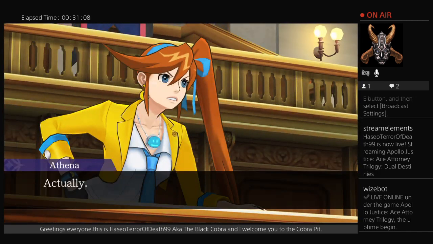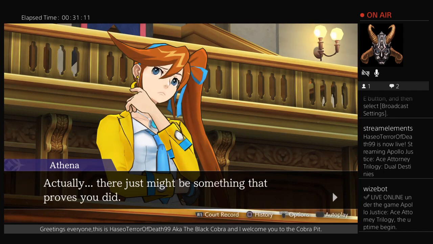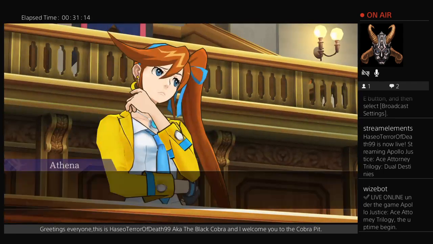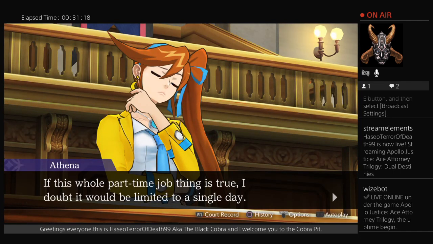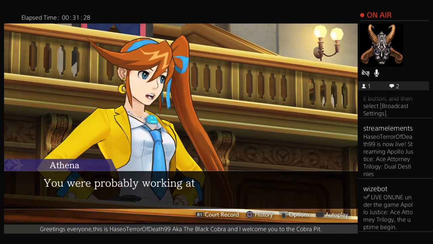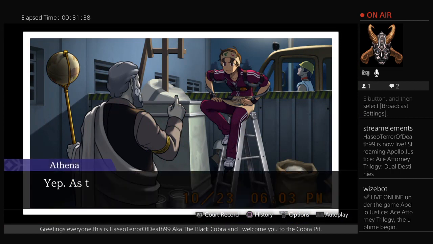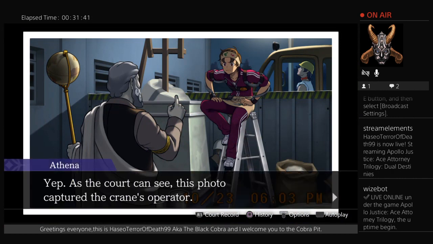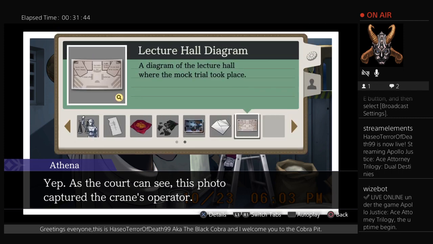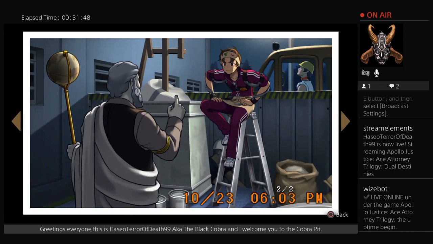Hold it! Hold it! Actually, there just might be something that proves you did. If this whole part-time job thing is true, I doubt it'll be limited to a single day. You're probably working at the same site the previous day as well. Exactly. Wait a second. There he is! Right there! He is operating the crane.